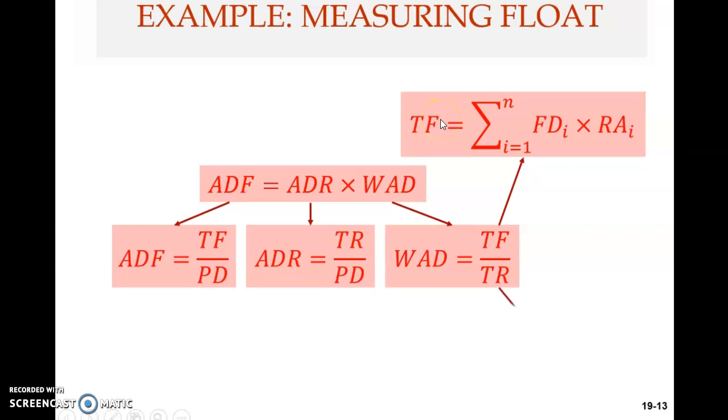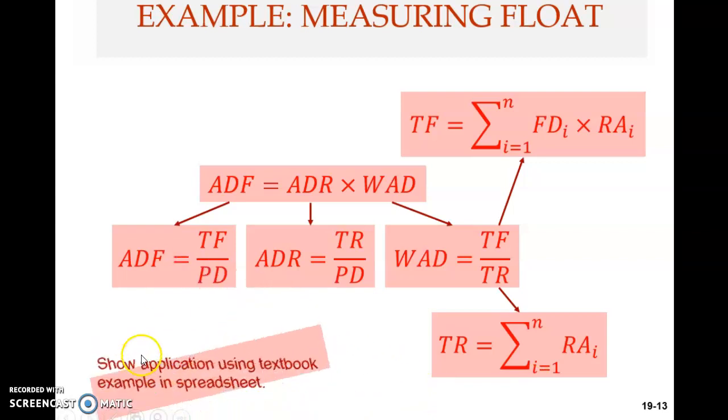Now, total receipt, which is here, is the sum of the receipt amounts, the different receipt amounts, or the sum of different payment amounts. All this will become the TR. So this is the formula. Now let's show this application of this formula using the textbook example. There's no example given in the slide, but there is a textbook example, and we'll show this example by using a spreadsheet. So we'll look at that next.